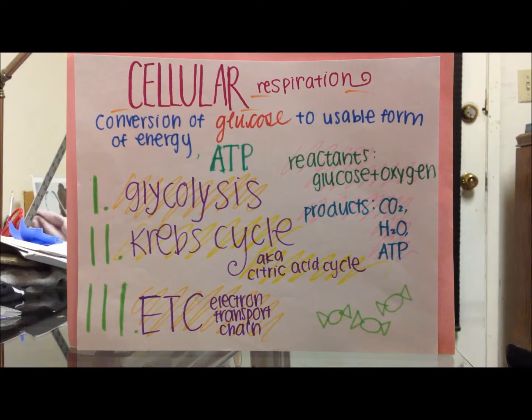Next is cellular respiration. The purpose is to convert glucose to a usable form of energy, also known as ATP. The reactants are glucose and oxygen, and the products are CO2, water, and ATP. For cellular respiration, there are three steps: glycolysis, which happens in the cytoplasm, the Krebs cycle or citric acid cycle, and the ETC, also known as the electron transport chain. The last two happen in the mitochondria.